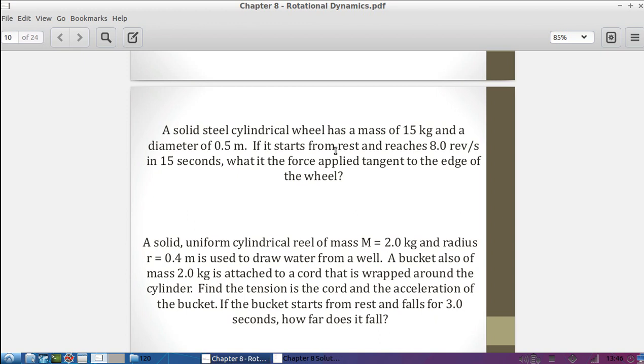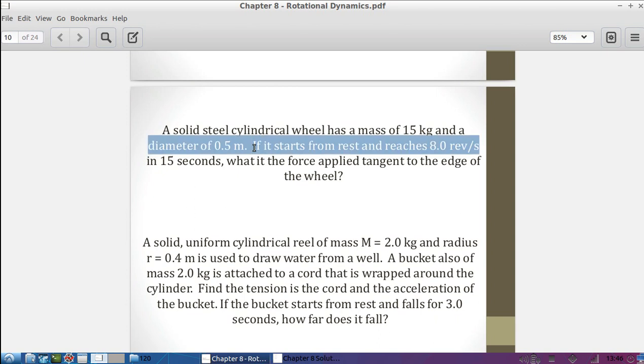So it starts from rest and reaches 8 revolutions per second in 15 seconds. This first part of the sentence tells me I've got an initial omega and a final omega in revolutions per second, so I have to convert that to radians per second. Then I've got a time interval. So I've got a change in angular velocity over a time interval, and I can find the angular acceleration.